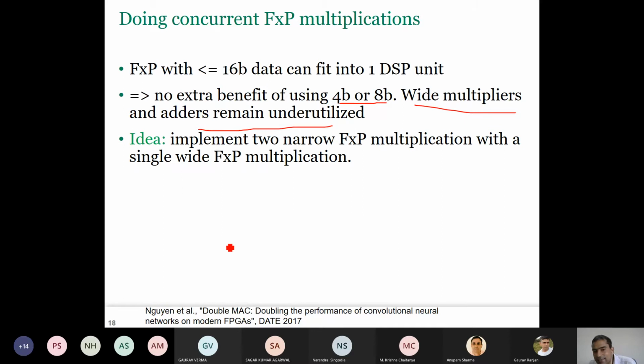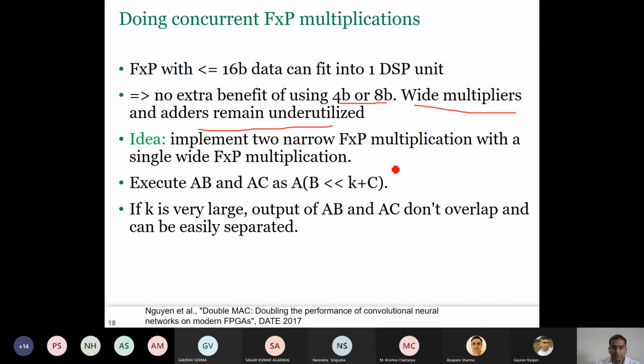So that's why here is the idea: implement 2 narrow fixed point multiplications with a single wide fixed point multiplication. So how do we do it? Let us see. I will come back to the slide. Let me first discuss the example. Suppose we want to multiply 2 numbers. One is A into B and another is A into C. So here the constraint is that one of the operands has to be similar. Let me say, for example, A is similar.